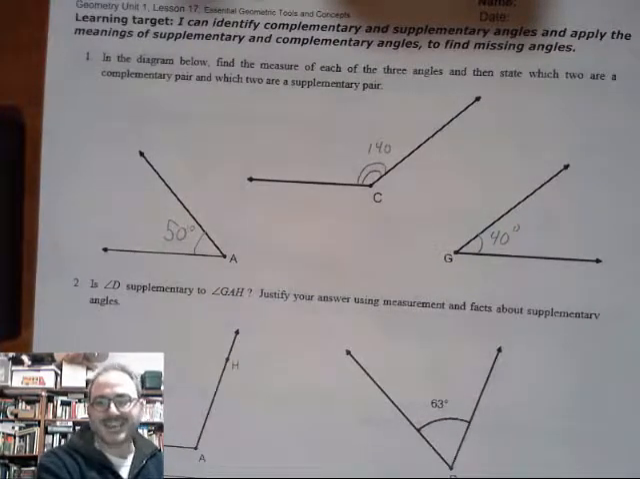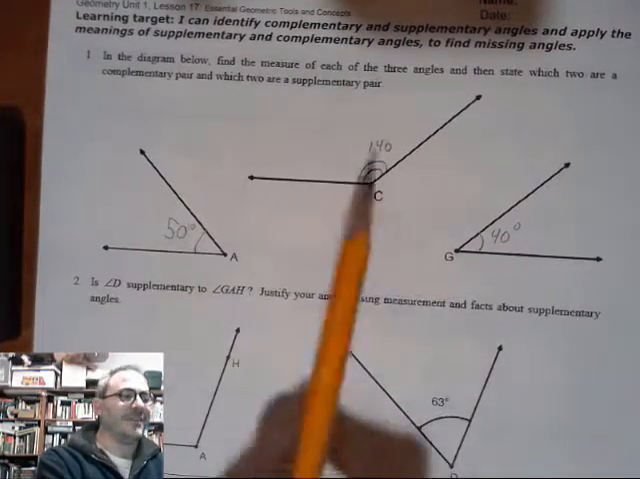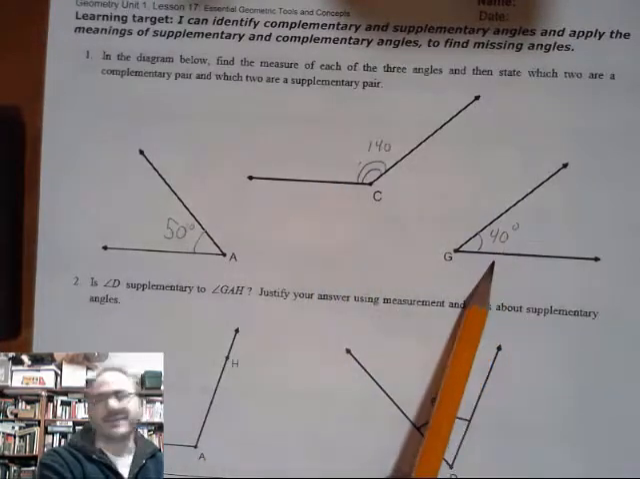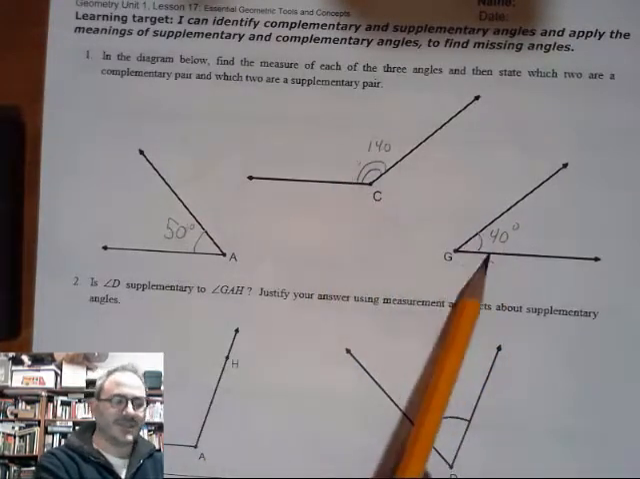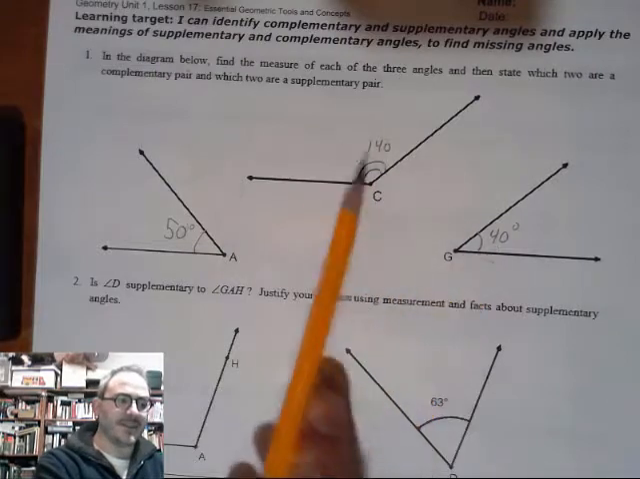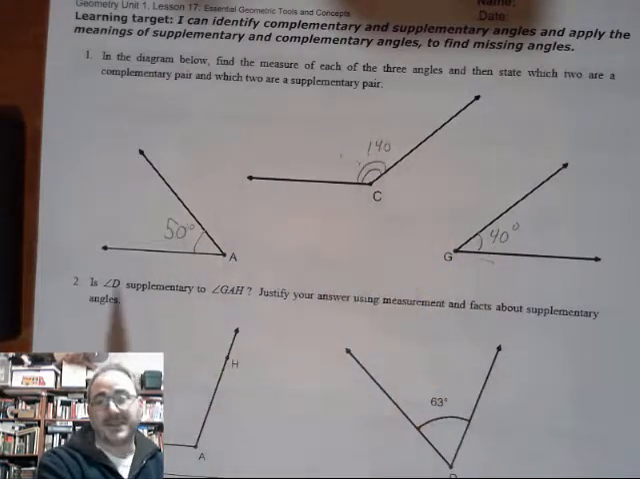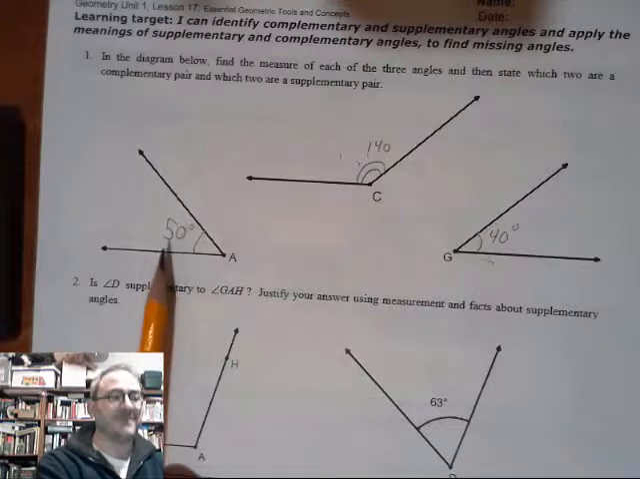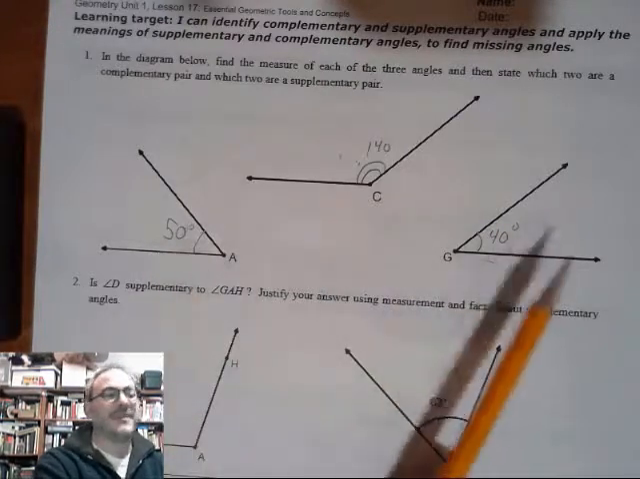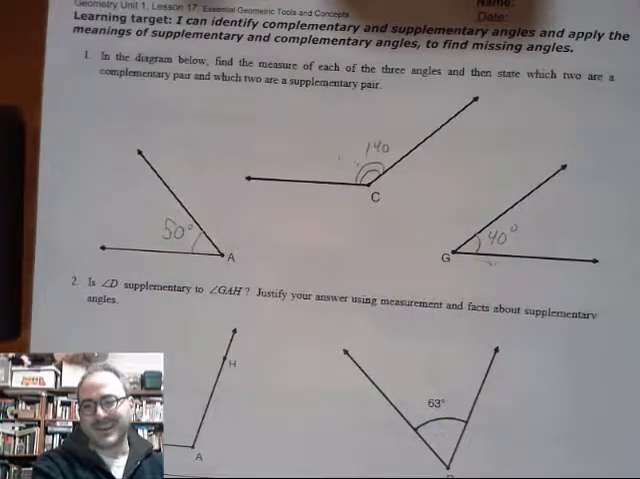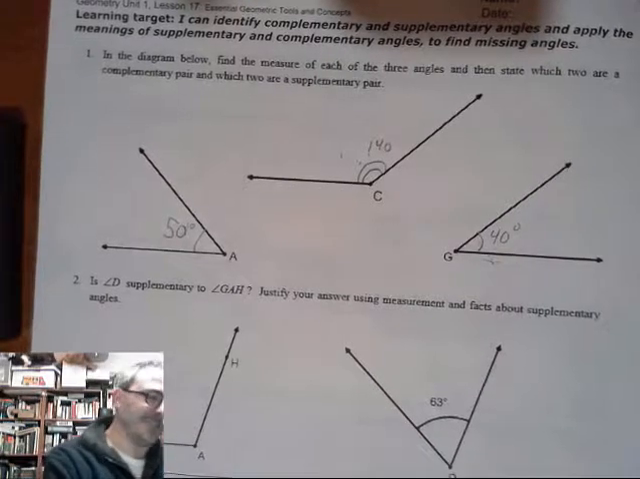Which of these are supplementary? Well, 140 is supplementary to 40, right? 140 plus 40 is 180. They are supplementary. Which two of these are complementary? Well, Mr. Solt goofed up the angle measure on this one. I think I intended this one to be 50 and that one to be 40, and they add up to 90. And everything is nice and friendly, right? Okay.